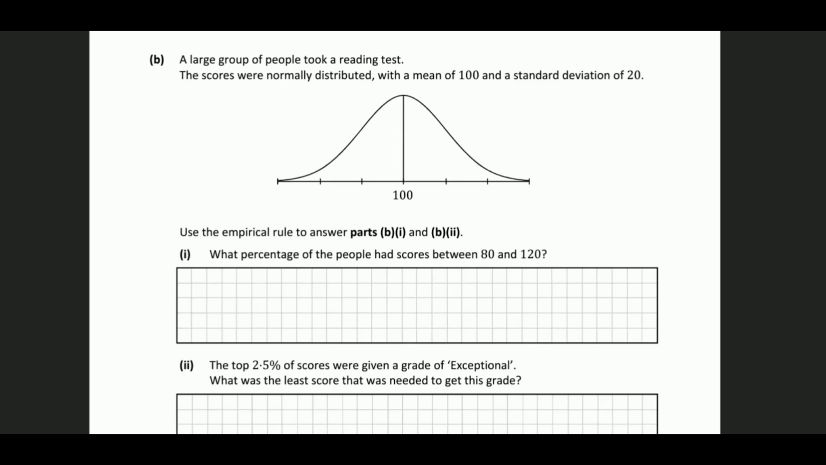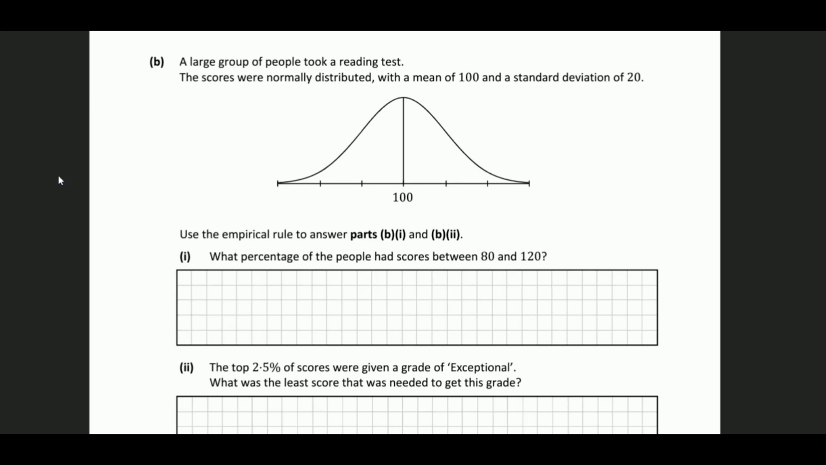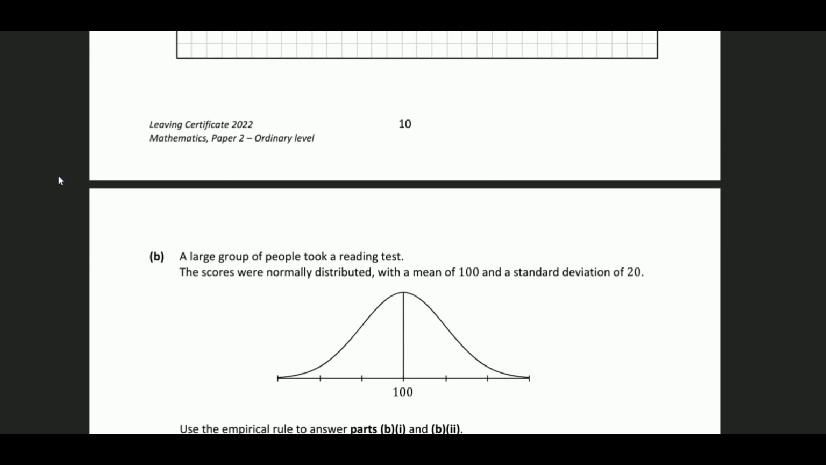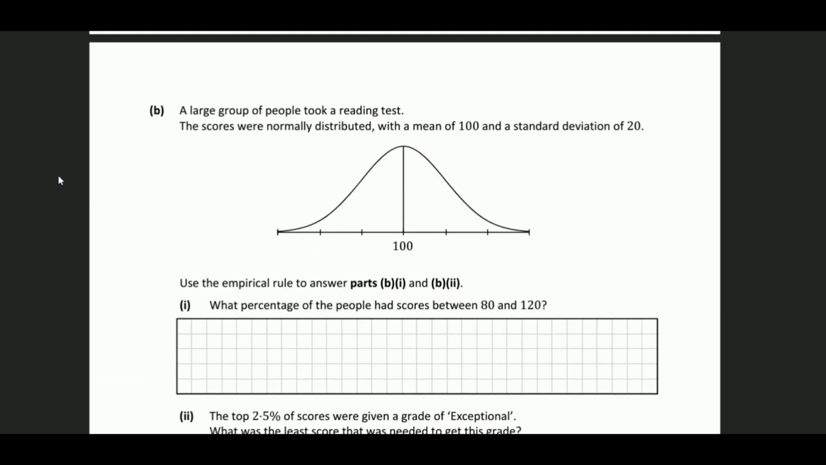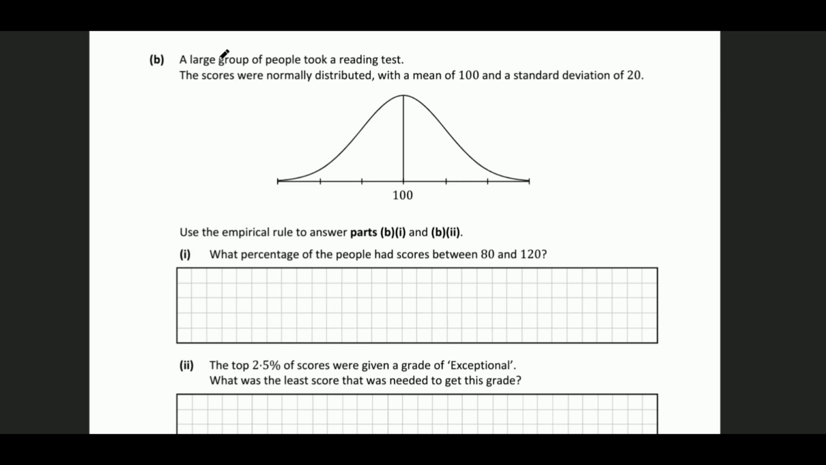Okay, so taking a look at 2022 question 4b of ordinary level maths paper 2. So here we're given a large group of people took a reading test. Their scores were normally distributed, there's those keywords, with a mean of 100 and a standard deviation of 20. And he's given you the curve here and he's put the mean in for you. Use the empirical rule to answer the following questions.